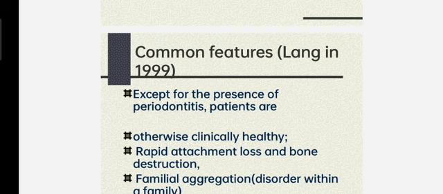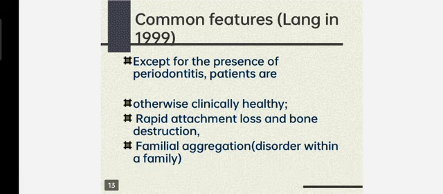In 1999, it was named as aggressive periodontitis, and in the same year, Lang proposed that there are certain common features that are mandatory to be there to be called aggressive periodontitis. And these three important features are: the patient should be otherwise clinically healthy.